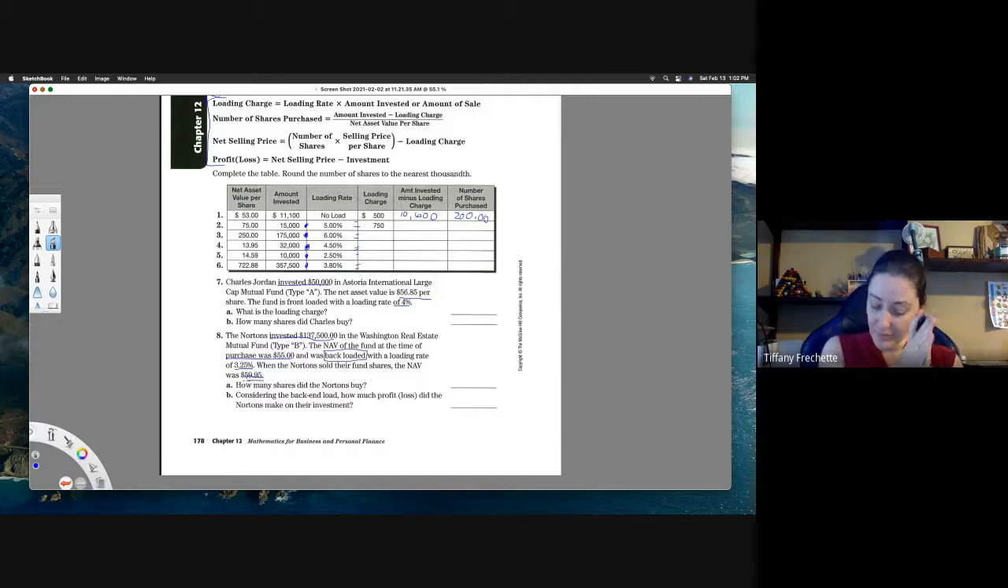All right, so the first part is how many shares did the Nortons buy? So we simply just want to take how much did they invest and divide by the price per share. So we're going to take this 137,500 and divide by price per share at the time of their purchase, right? That'll tell us how many shares they purchased. We don't have to subtract the loading fee yet because remember that's on the back end. That's at the end for type B. So simple calculation there, not too crazy. You're just dividing how much did they invest by how much was each share.